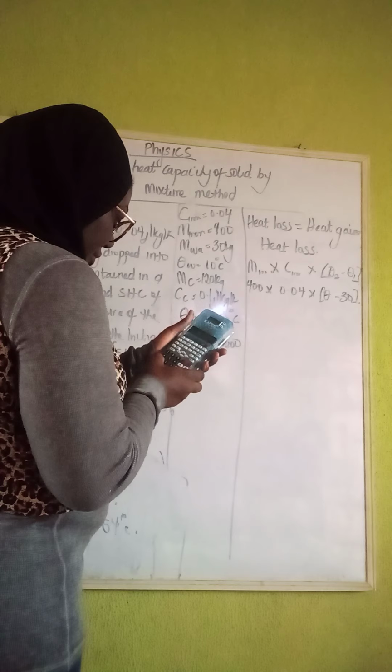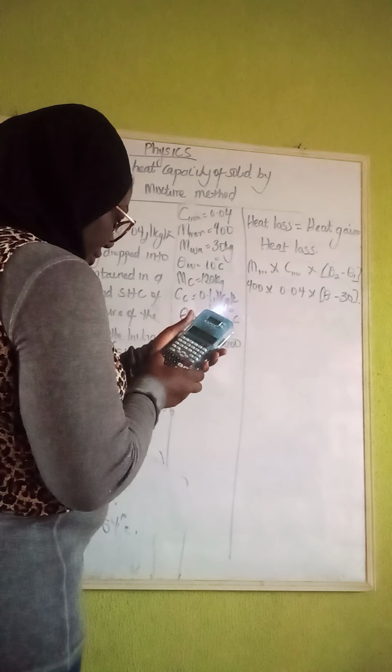The piece of iron of specific heat capacity this. So let's say the specific heat capacity of the iron is 0.04. And mass of the iron is 400. Now, it was heated and quickly dropped into 30 kilograms of water. What is the mass of the water? 30 kilograms. This is the temperature of the water before that iron was dropped. Temperature of the water, 10 degrees Celsius.